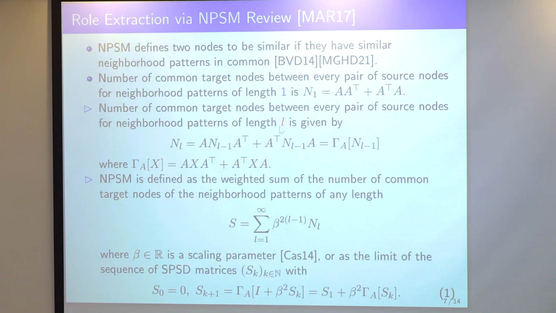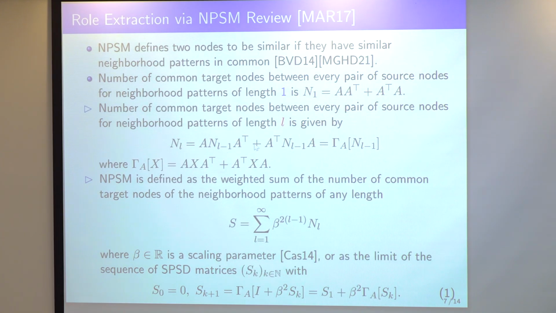Then for any length L, we can always use a recurrence to find out the number of common target nodes. So far we have a number of matrices such that each matrix represents the number of common target nodes with length L. Then we can have a weighted sum of those matrices and define it as the neighborhood pattern similarity measure. So we have a matrix S, which is n by n, and each entry of this S represents a similarity score between two nodes.